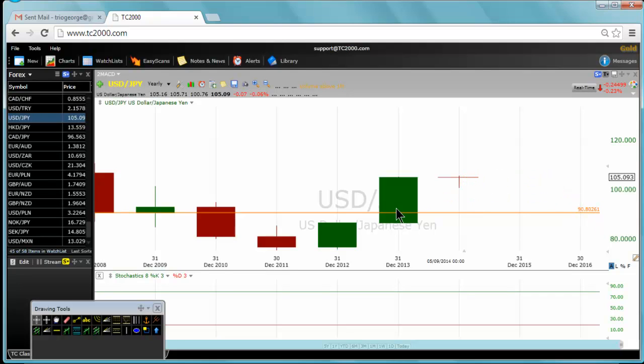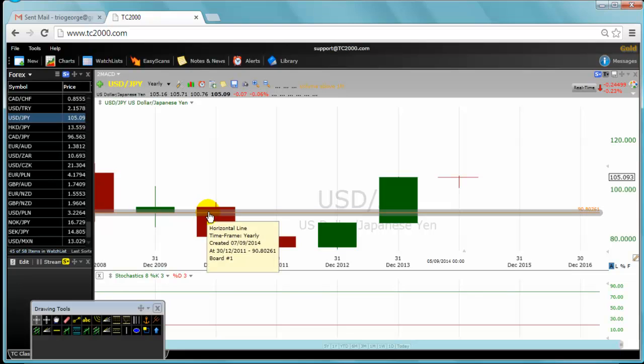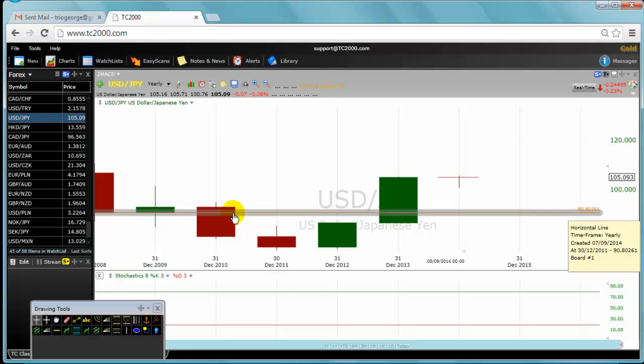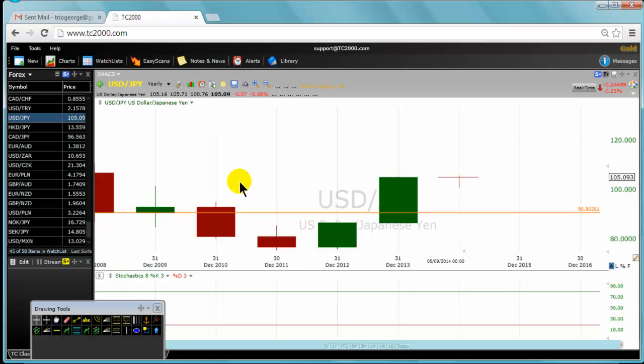So the dollar is above this level here. This is what we call the smart media line. If you want to know more about the smart media line, check our article on Google. Google it: trading critical price level. You will see an article written by myself when I was explaining to traders the 6th critical price level. This is the smart media line for the dollar yen, and the dollar is above it now.